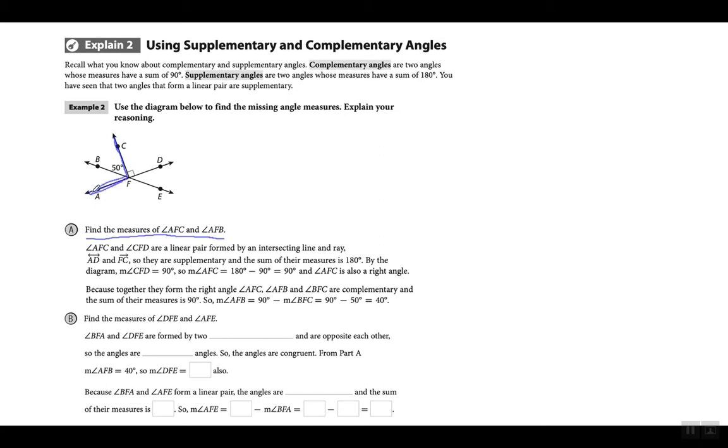Alright, angle AFC forms a straight line here with angle DFC. I'll say it again. Angle AFC creates a straight line with angle CFD. So that means that angle AFC has to equal 90 degrees because angle DFC is 90 degrees. And together they have to add up to 180 because it's a straight line.